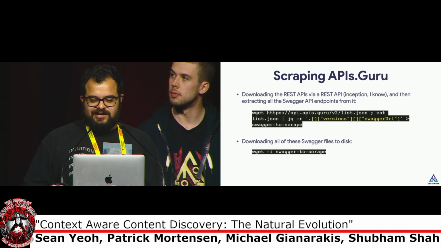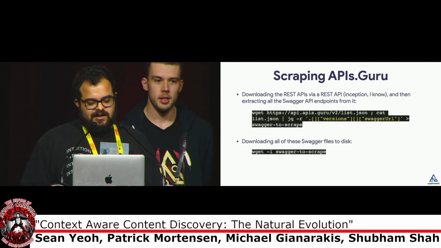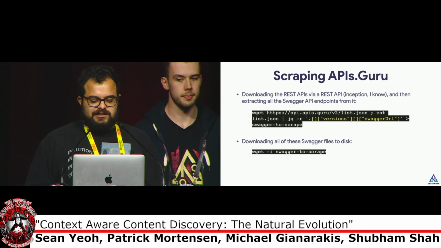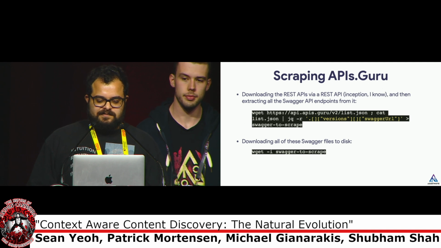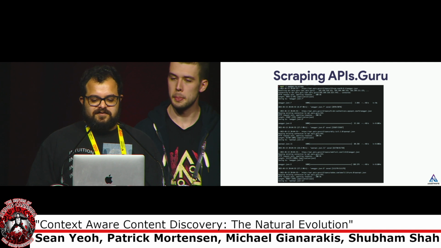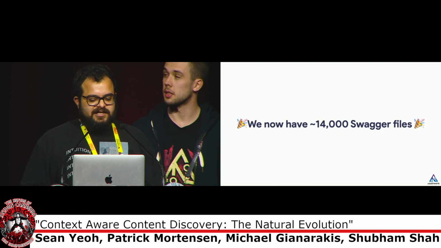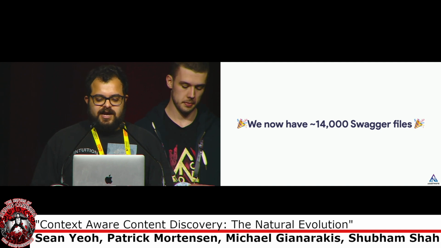That's Inception, I know. But we extracted all of the Swagger API endpoints from it, and we were able to use something like wget to download all of these Swagger files. So it just looks something like this. We just downloaded all of these Swagger files from apis.guru. We ended up with 14,000 unique Swagger files cumulatively at this point.